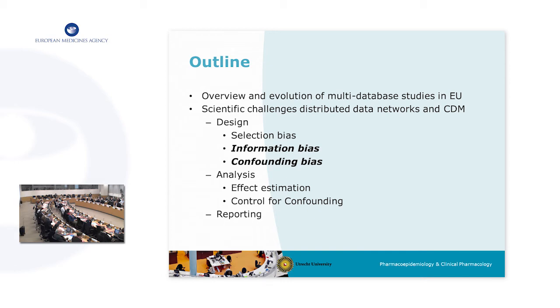And when thinking about implementing a common data model for Europe, I think the main types of biases that we should be worried about are information and confounding bias. So those will be the biases that I will address. And then finally, some time will be spent on the analytics, how we can control for confounding in these multi-database studies. And I will conclude with some issues on reporting. Next slide, please.